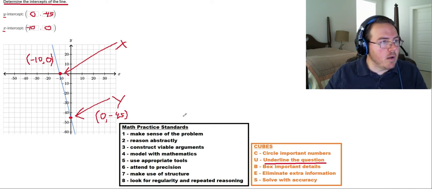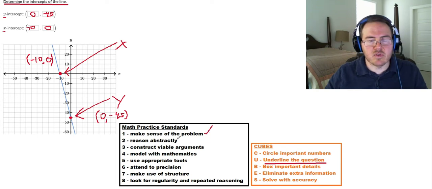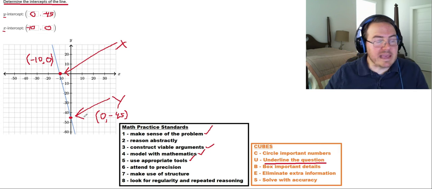So, what have I done for this problem? I made sense of the problem by talking about it. Reason abstractly means I'm using an always-true rule, and reasoning abstractly in this one means that I know they always have zeros in certain places. I've been explaining myself and making a good argument for my right answers. I've drawn my models. I'm labeling everything. Using the graph as my appropriate tool. Attending to precision, I haven't really done any calculations here. I guess me counting very carefully is being precise.